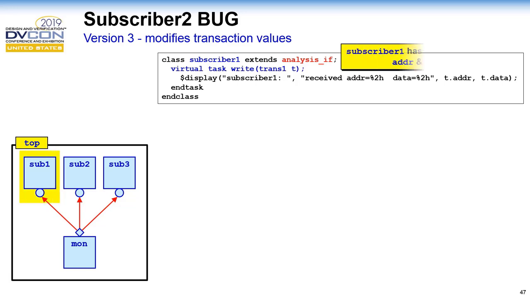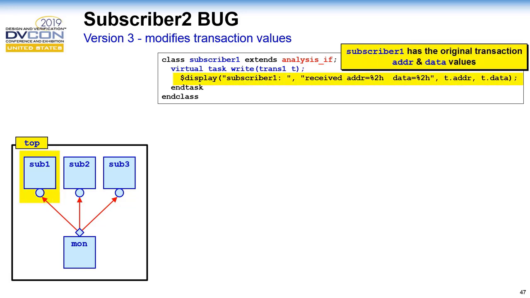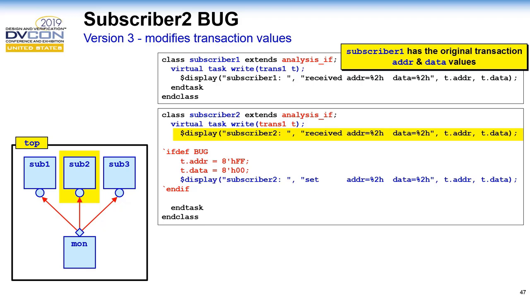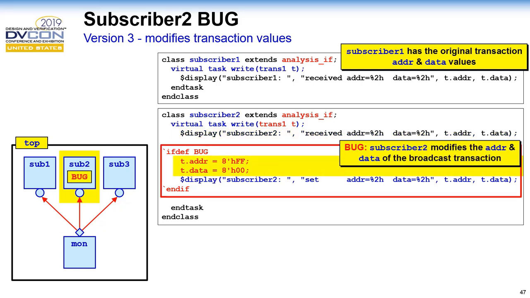Next, let's put a little bug into one of these examples. We have a subscriber that displays that it is a subscriber and that it has received the information. The second subscriber will also display that it has received the address and data values, but if we turn on the bug, then it's going to change the address and data values on the broadcast transaction. You're not supposed to do that. You're not supposed to change anything on a broadcast transaction. So instead, we've got the bug that is putting the values out there, which means the subscriber is going to display what the new values are.